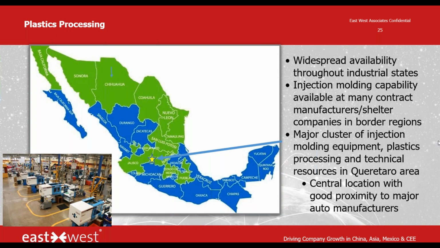And there is one large cluster of equipment and technical resources in the center part of the country, in Querétaro. It's a good location for the auto manufacturers, and for the EMS services just to the west of that. And it's not terribly far from Monterrey and that industrial cluster to the northeast.